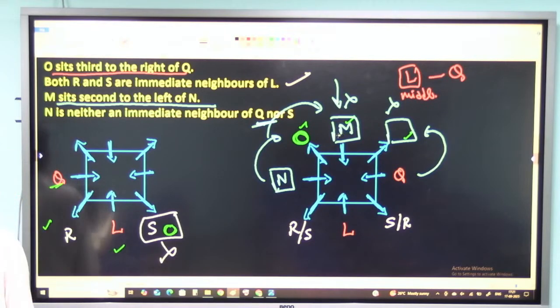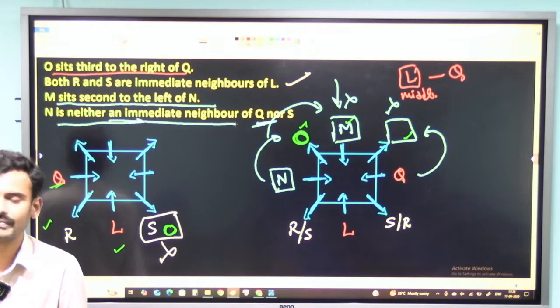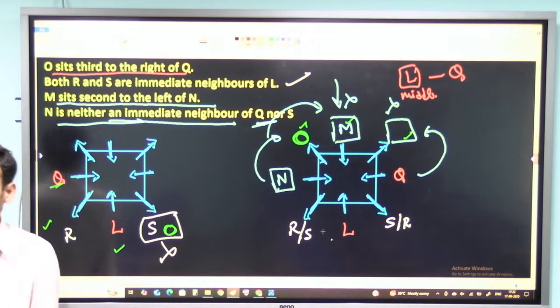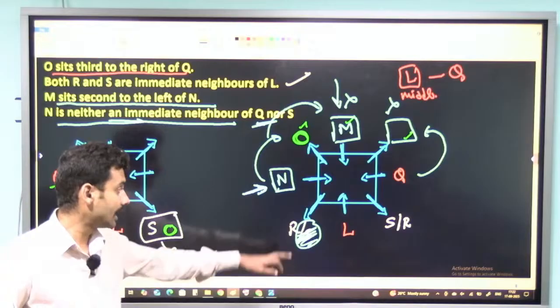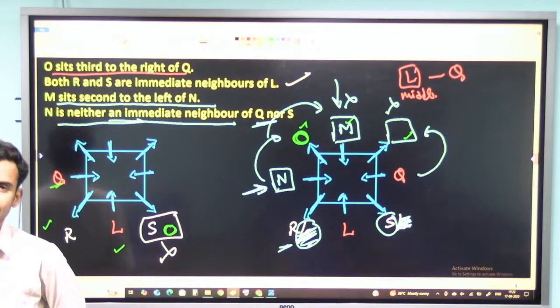But there is one more piece of information given in the question, that N is neither an immediate neighbor of Q nor an immediate neighbor of S. So if I consider S here, then N cannot come here. But this is the only option left for N. So what I can do is cancel out S here as he is not the neighbor of N, and I can fix R in this position. If R is already fixed in this position, I can remove R and fix S here. And this is the final arrangement.